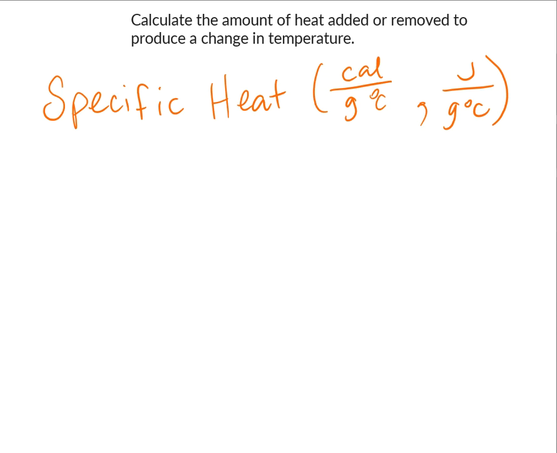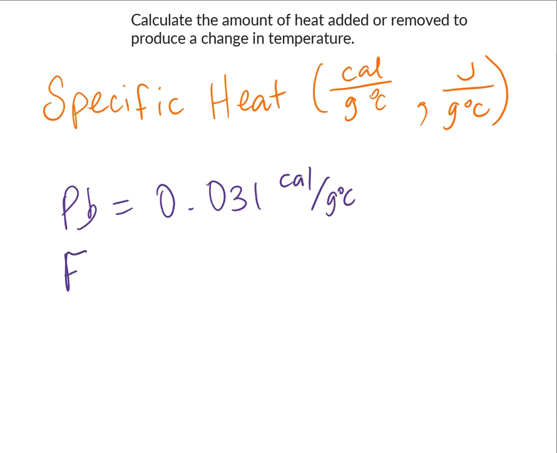So specific heat values are constant values, so you don't have to go through and try to memorize values. Each substance has a different specific heat value. So for instance, if we're looking at lead, lead has a specific heat of 0.031 calories per gram degree Celsius. We can also look at iron. It has a value of 0.11 calorie per gram degree Celsius.